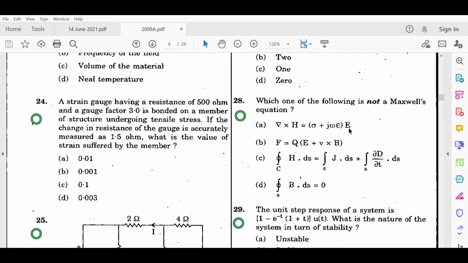Let us look at option B. This is the correct answer. This does not form Maxwell's equation. All the others are one or the other Maxwell's equations.